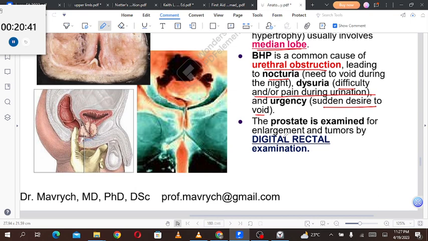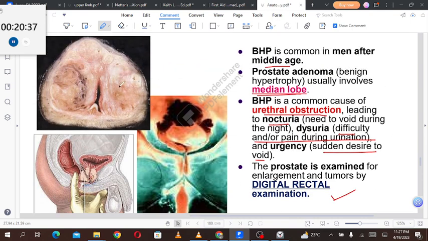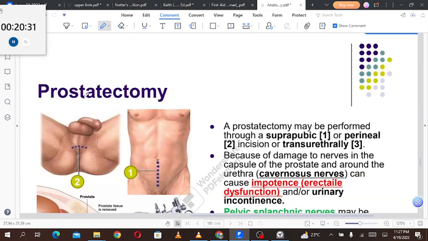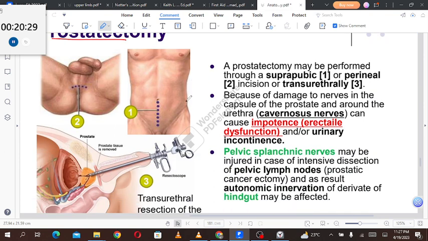The prostate is examined for enlargement and tumors by digital rectal examination. Here you can see the prostate is enlarged and the urethra is being compressed. So, moving forward to prostatectomy, how do we do this?